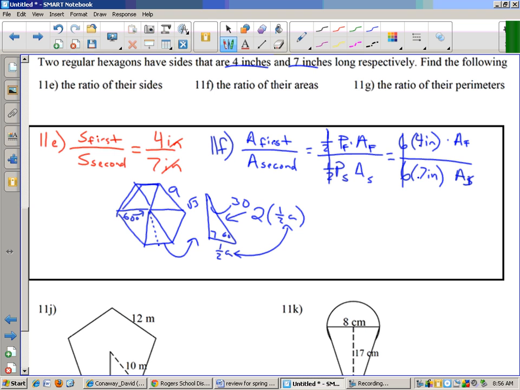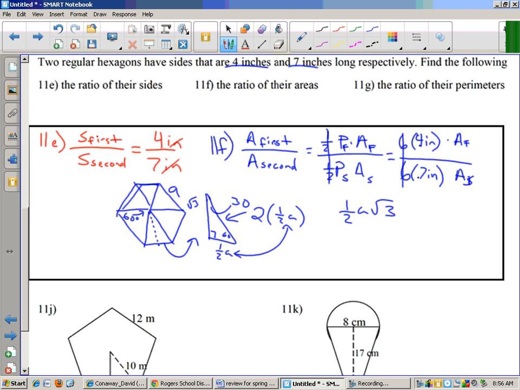Now, guys, I am going the long way around to show you something here. I'm going the way that you would have to do if you were going to work these out. If you were going to find the area of these and try to figure out what the ratio of the areas are, you'd have to find the area of one with a 4-inch side and the area of one with a 7-inch side. But here's what I want to show you.